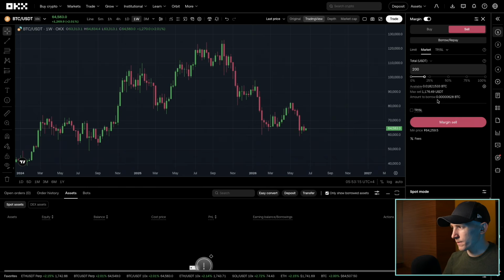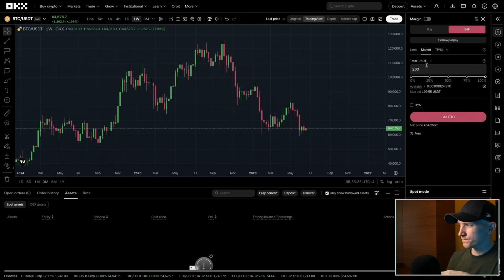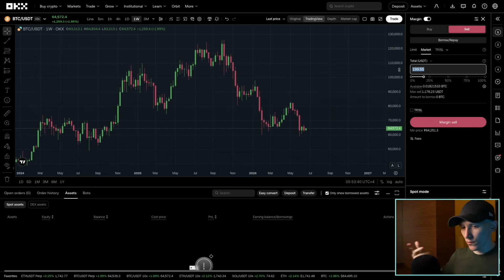Notice that I will not be borrowing. I'm actually borrowing a tiny fraction here because I have slightly less than $200, right, after fees. But let's say that I've got $200 of Bitcoin. I'm just going to click off margin. What I want to do is, you can see I've got 199.55. So I can sell this Bitcoin and that's it. That's my total Bitcoin that I sell and I'll get dollars back. Or if I turn on margin, I can actually sell more than I have. I can sell $300 of Bitcoin. Notice now I'm borrowing this amount of Bitcoin. So I now will have a debt in Bitcoin that I need to pay back.